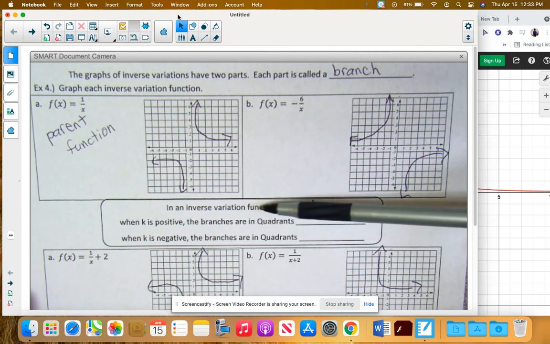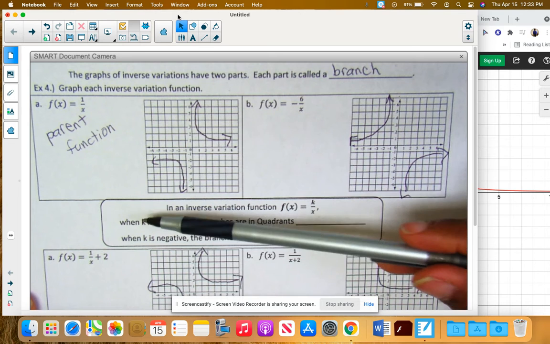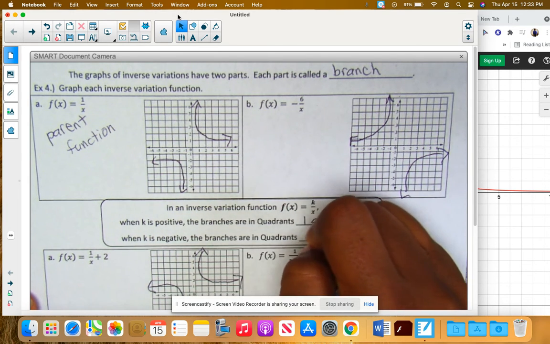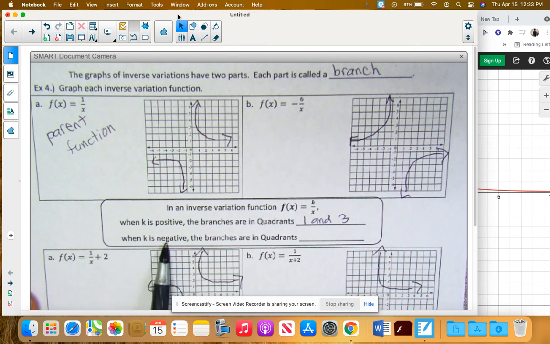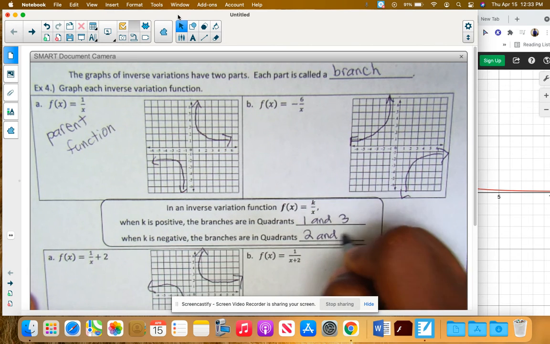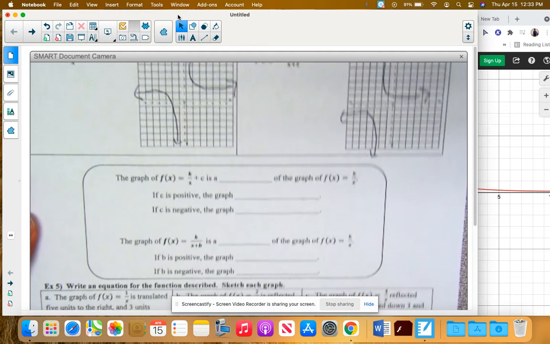In an inverse variation function, f of x equals k divided by x. When k is positive, the branches are in the first and third quadrants. If k is negative, the branches are in the second and fourth quadrant. K is our constant of variation. It's the number in the numerator. Okay. And let's come down here and fill some of these out.